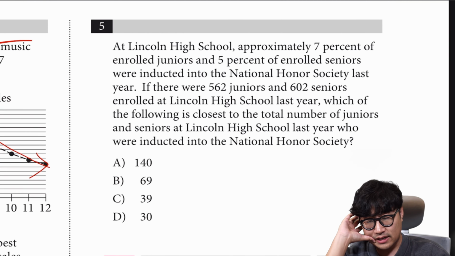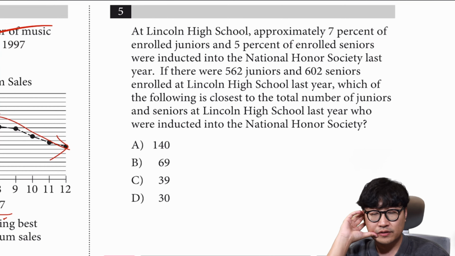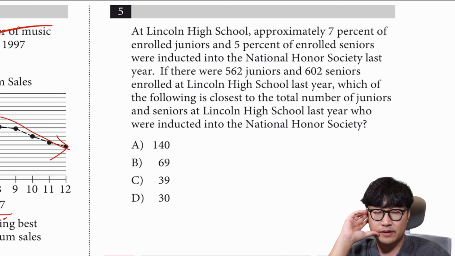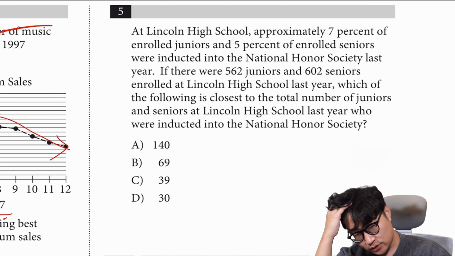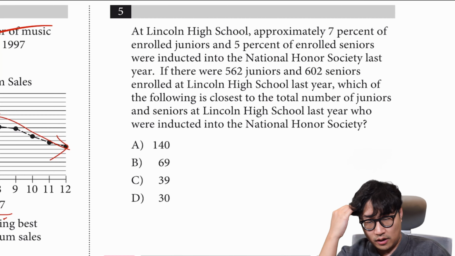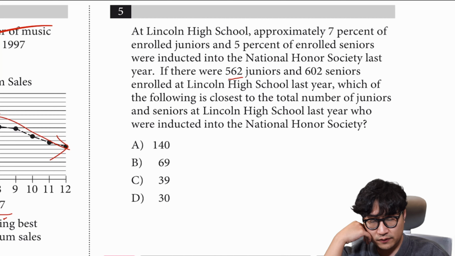Number 5, at Lincoln High School, approximately 7% of the enrolled juniors and 5% of enrolled seniors were inducted to the National Honor Society last year. All right, so if 652 juniors and 102 seniors enrolled at Lincoln High School last year, which of the following is close to the number of juniors and seniors last year who were inducted into the National Honor Society?